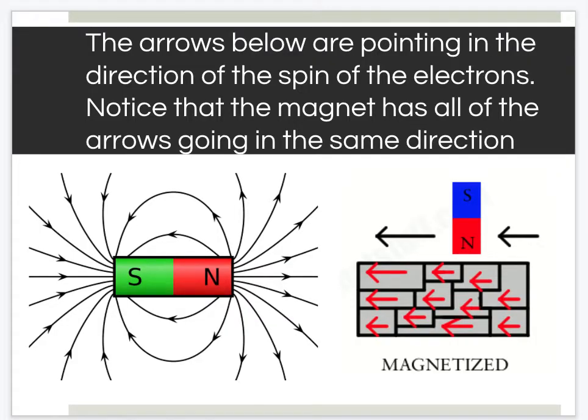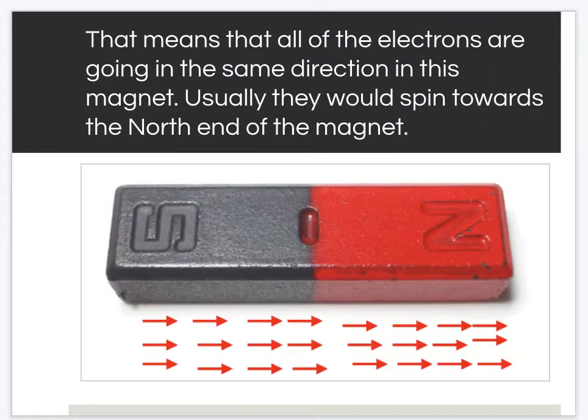The arrows below are pointing in the direction of the spin of the electrons. Notice that the magnet has all of the arrows going in the same direction. So if you look here, the arrows are pointing this way into the south side of a magnet, and they're going in the same direction outside of the north side of the magnet. Same with this magnet over here. The arrows are all going in the same direction. That means that all the electrons are going in the same direction in this magnet. Usually they would spin towards the north end of the magnet.